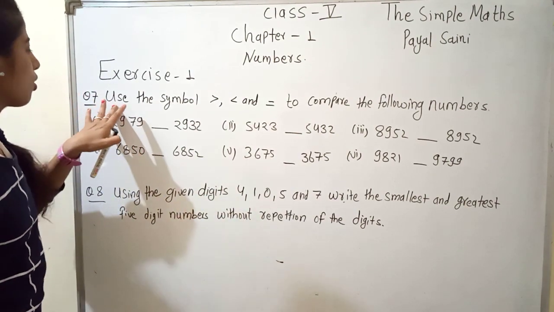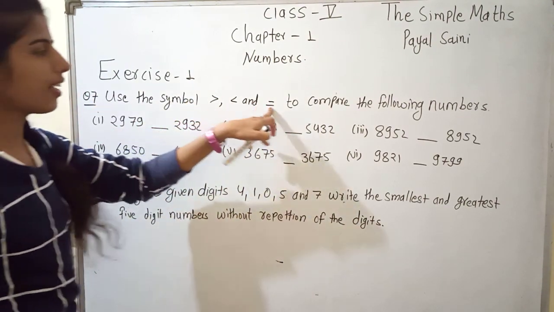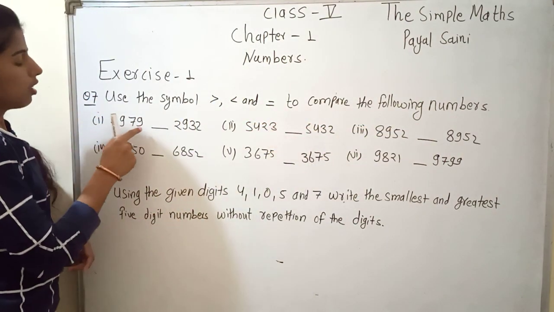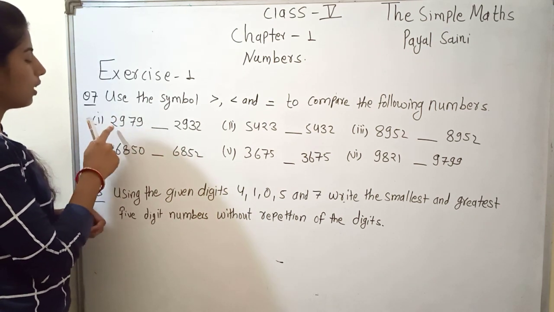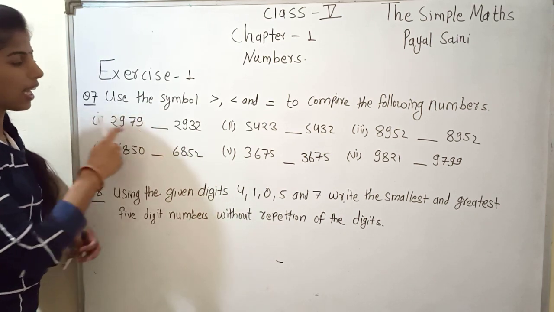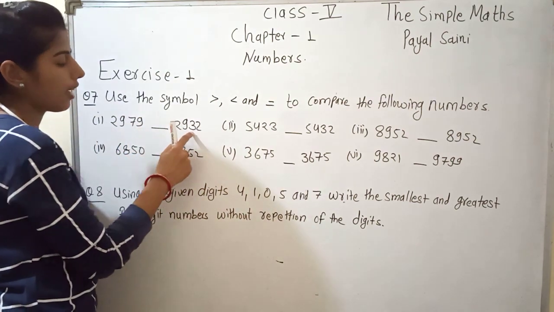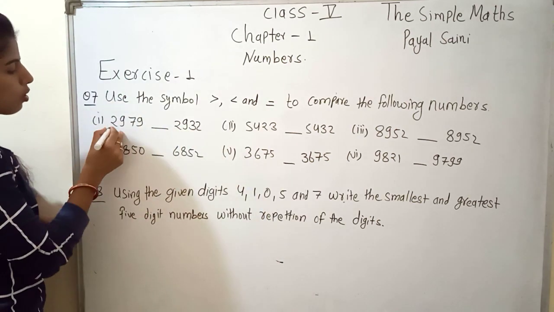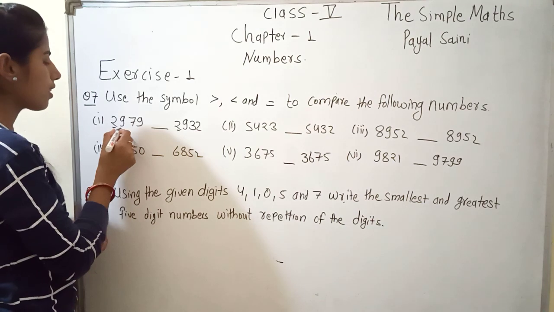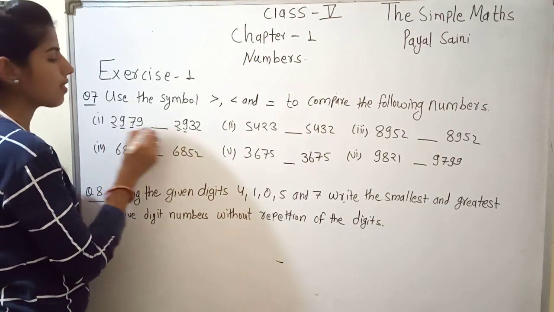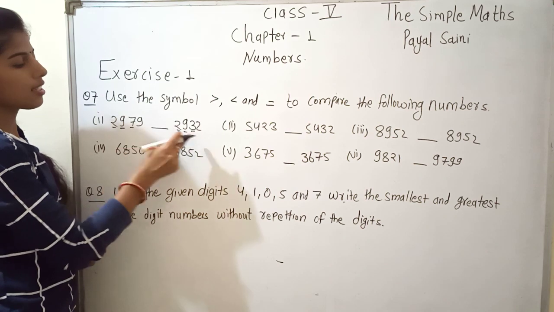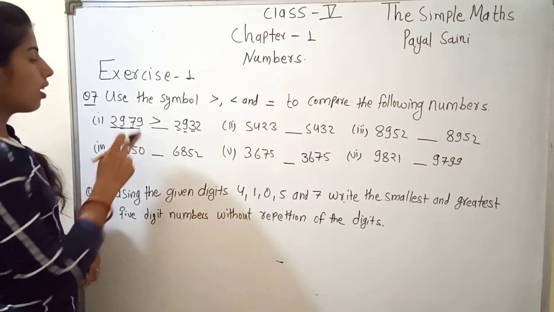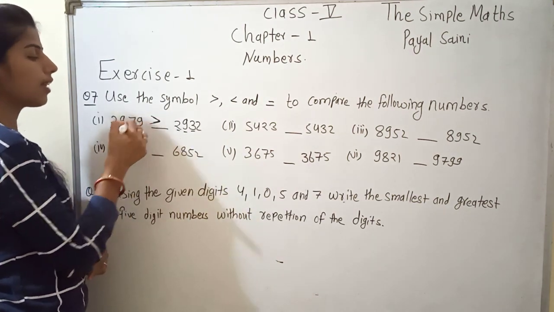Question number 7. Use the symbol greater than, less than or equal to compare the following numbers. In question number 7, first we read ones, 10, 100, 1000: 2979, and our second number is 2932. When we see here, 2 and 2 are equal. The next, 9 and 9 are equal. Here is 7 and here is 3. We know that 7 is greater than 3. Then which number is greater? The first number is greater. Then the symbol is like that. That sign is called the greater than sign.